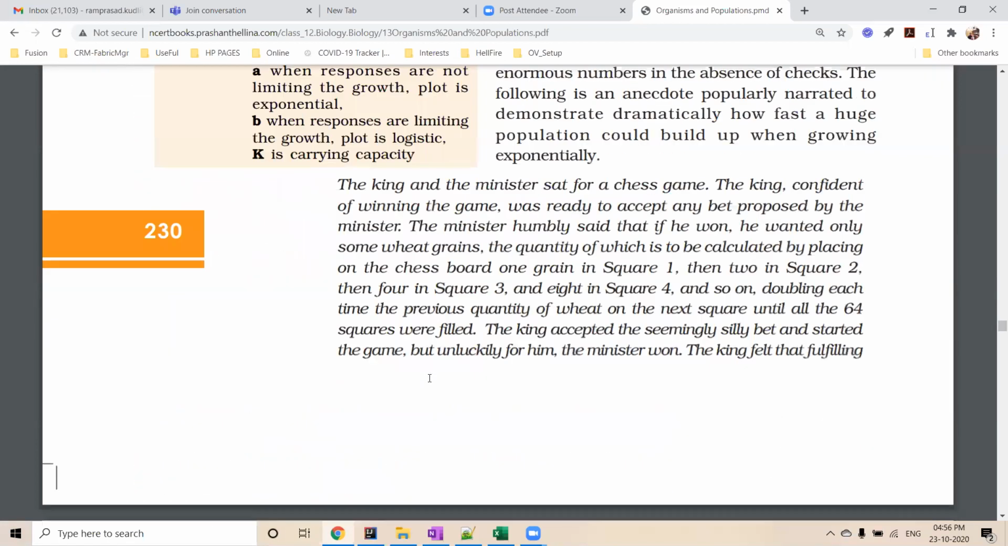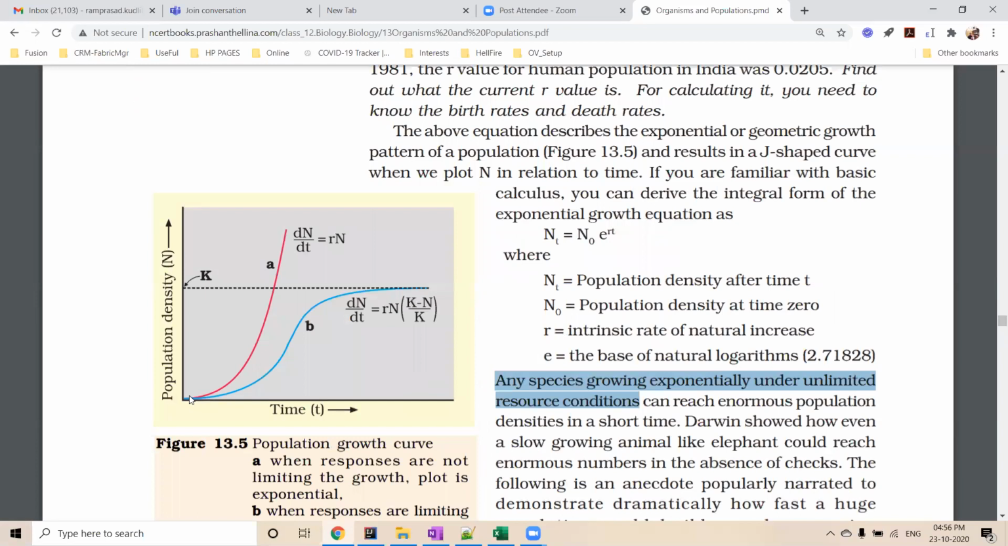Now observe the graph. Here we are observing a blue line. This is the logistic growth curve. Observe carefully, the population is growing, but here it reaches the carrying capacity limitation. It cannot go beyond carrying capacity. And it looks like an S, therefore it is called a sigmoid curve, S-shaped curve or logistic growth curve. And the letter K indicates carrying capacity.